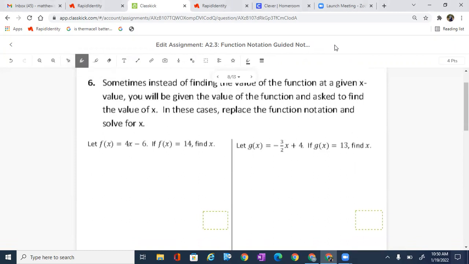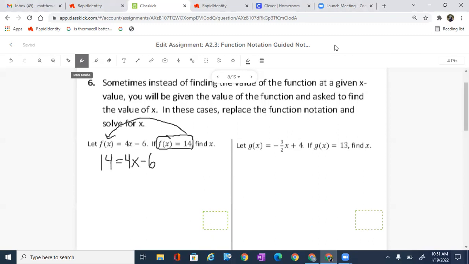All right, so you'll notice what it says here. It says, if f of x equals 14. And what we're going to do is take that 14 and put it in its place. We're going to substitute it in for that f of x because that's what it says it's equal to. So we're going to take 14 and plug it equal to 4x minus 6.